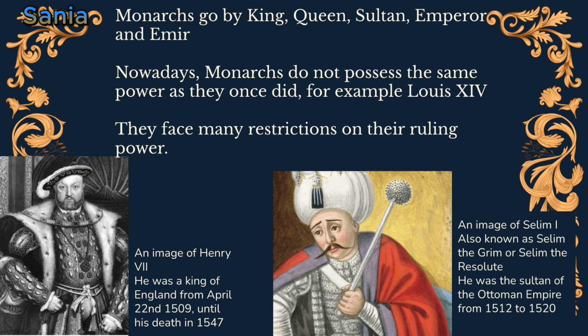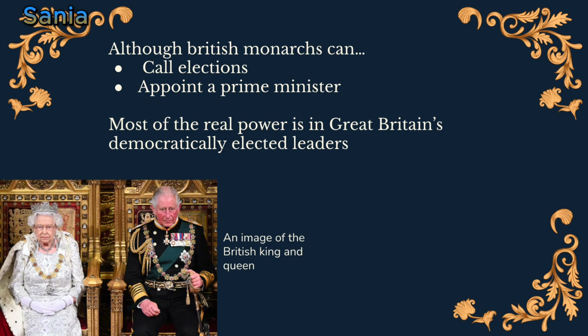And while yes, they are the rulers of their country or kingdom, their power is not as great as it used to be. As said in the pros and cons section, monarchs actually face many restrictions on their power to rule. For example, the British monarchs have the formal authority to call elections and appoint a new prime minister, but the real power is actually in the hands of Great Britain's democratically elected leaders. However, this is not the case for all monarchies. There are some monarchies that give more power to the monarchs.